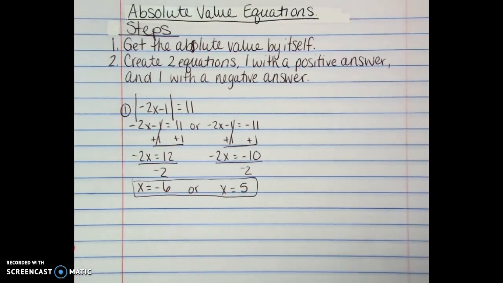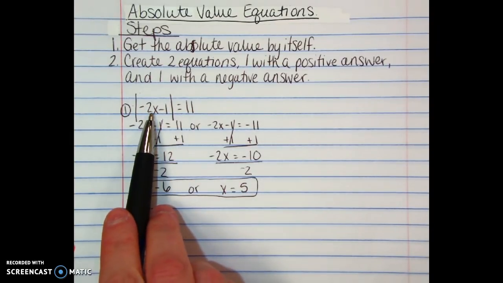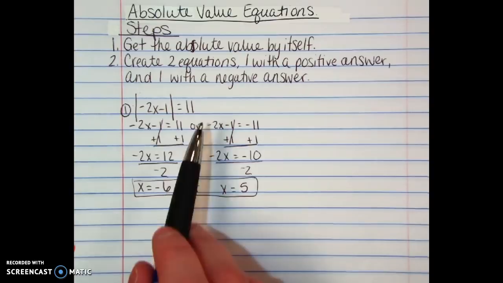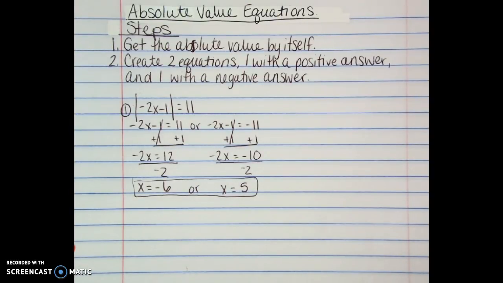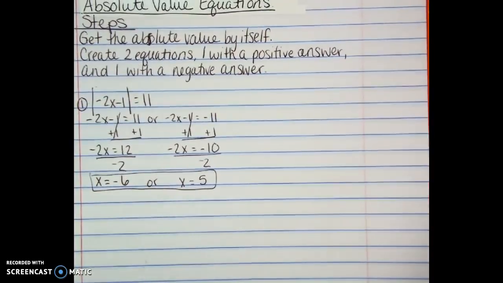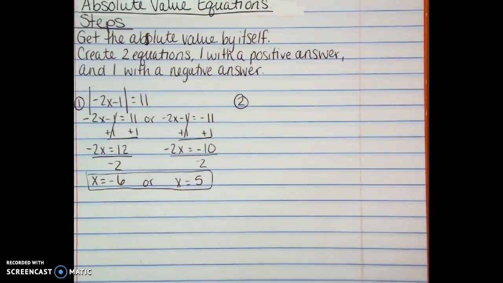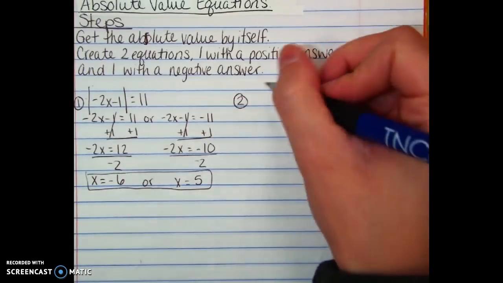If you don't remember, absolute value turns whatever is inside the absolute value to a positive. So after you solve this, when you put in 5, negative 2 times 5 is negative 10, minus 1 is negative 11, but the absolute value changes it to a positive 11, which is that. Okay, like I said, I'm giving you the super short version just in case the state decides to give you something like this. Okay, let's look at one where you're going to have to get the absolute value by itself.